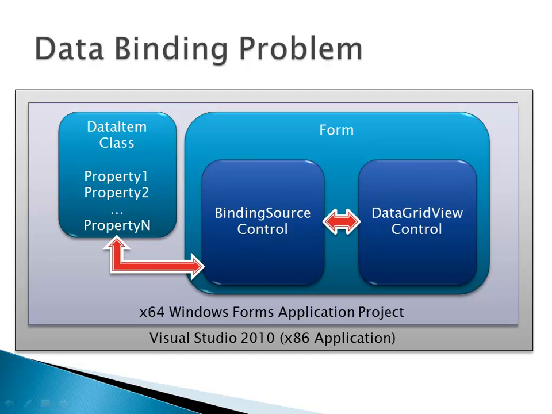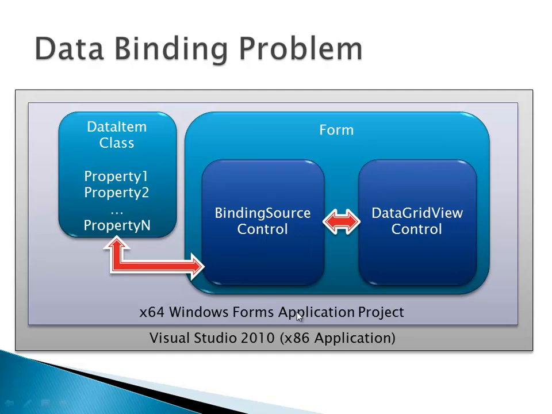A basic Windows Phone application, which is supposed to be used for data binding, contains a form and a data item class, which represents some data. This data may be represented by several properties. The form contains a binding source control, which is linked to the data item class. On the other hand, the binding source control is linked to a data grid view control to represent data in the form. A binding source control may be connected to any other control to represent data on the form.